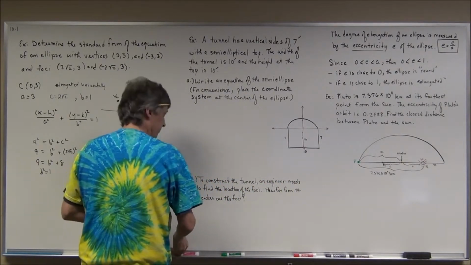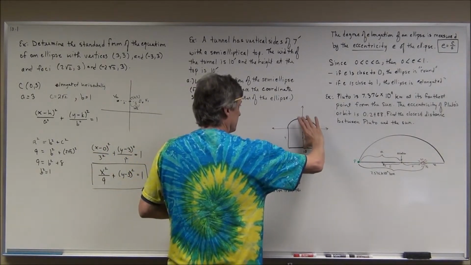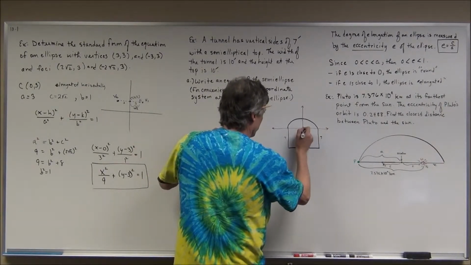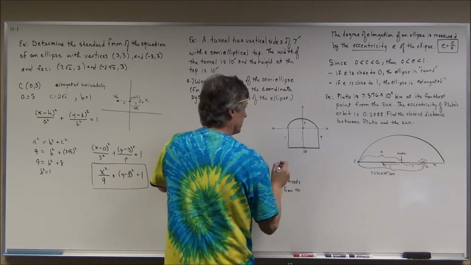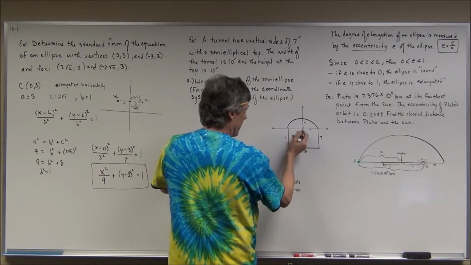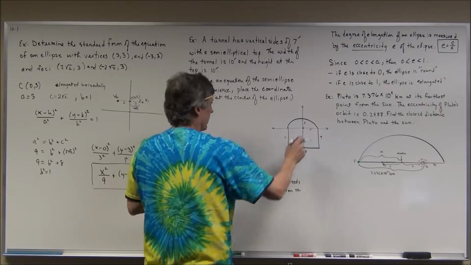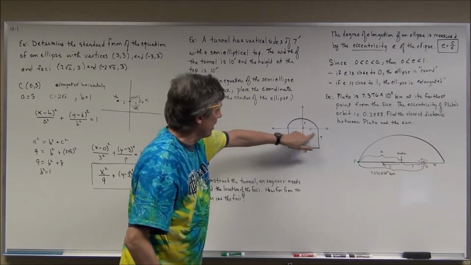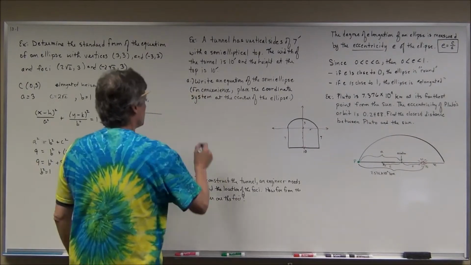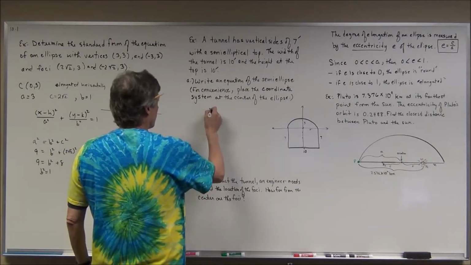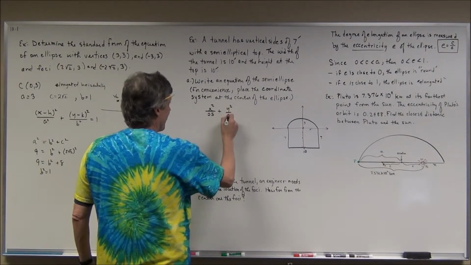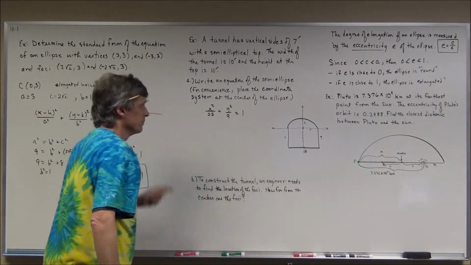Now, this distance is 7, this distance is 10. So that means that this distance is 3. This is 10 across, so this is 5 this way, 5 this way. It is elongated horizontally. A is 5 and B is 3. So that would give me x squared over 25 plus y squared over 9 is equal to 1.